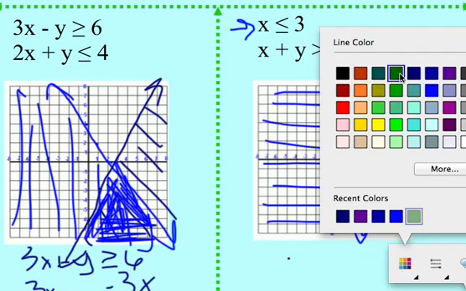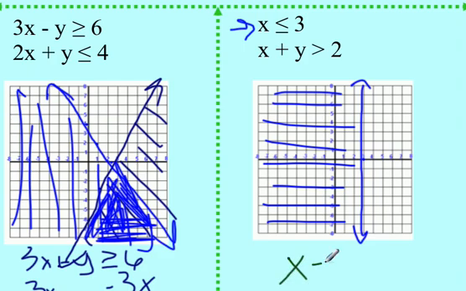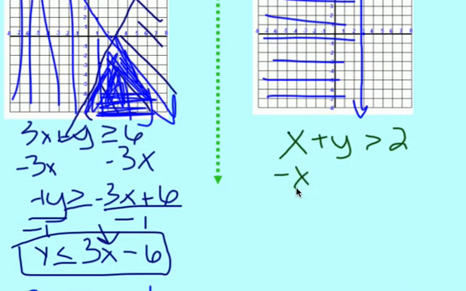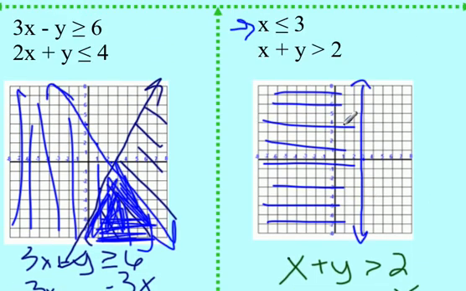Now, for the second one, we need to solve that for y. So we have x plus y is greater than 2. So I'm going to go ahead and subtract x from both sides, and I get that y is greater than negative x plus 2. So we're crossing the y-axis at 2. That's going to be right here. Then my slope is negative 1, so that means I'm going down 1, right 1, down 1, right 1. And through that, I need to draw a dotted line because there's no line underneath the inequality.